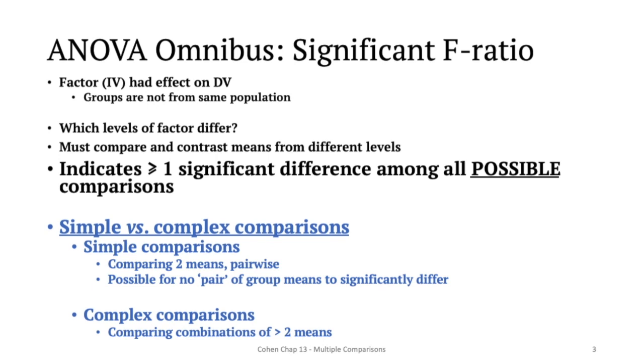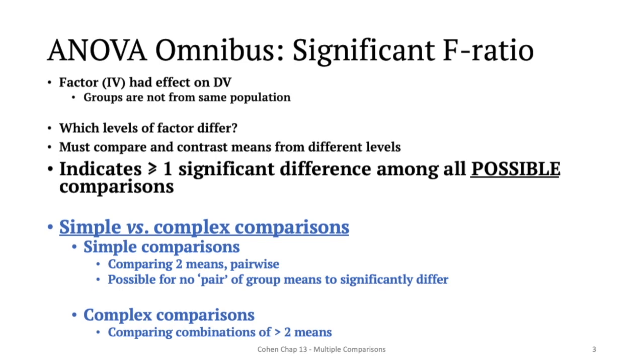There's a couple ways we can approach this. There's simple versus complex comparisons. The simple comparisons are really what you're used to with a t-test. You're comparing 2 of the groups at once. So it's called pairwise. There's a pair. It's possible for no pair of group means to significantly differ, even when you have a significant ANOVA. When it's right on the edge of 0.05, that happens sometimes.